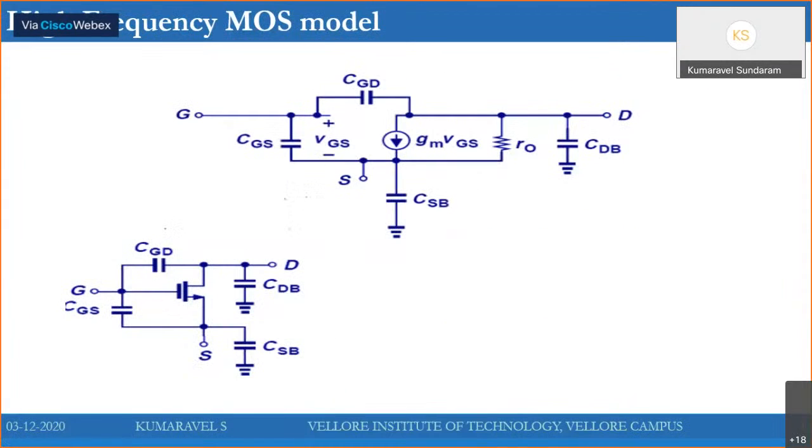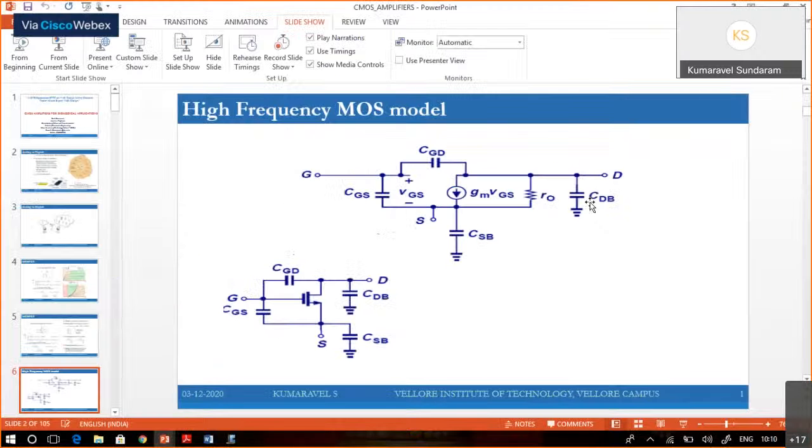So as I mentioned, the MOSFET will be operated in saturation region to realize analog circuits. So the small signal model of the MOSFET is shown in this figure.